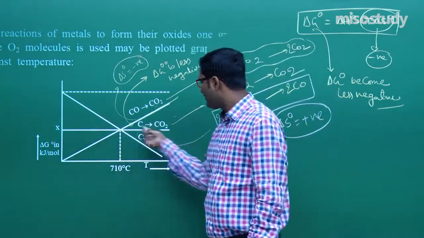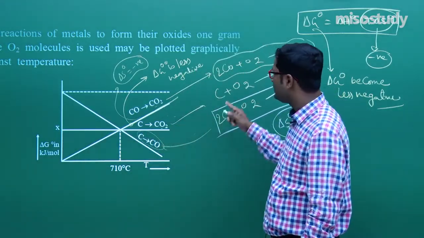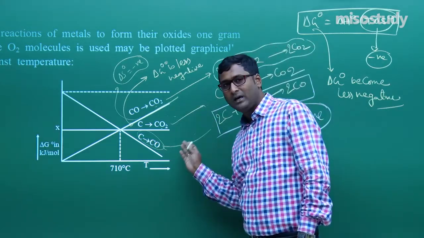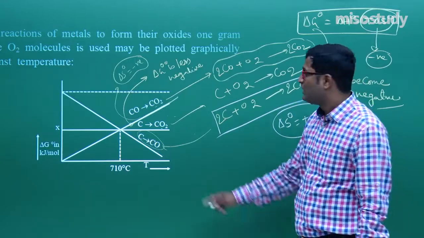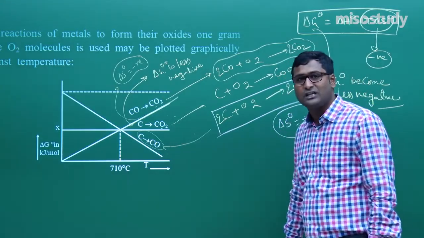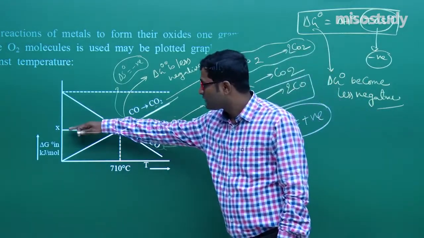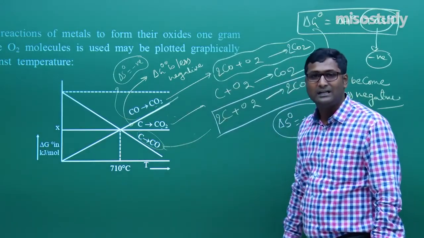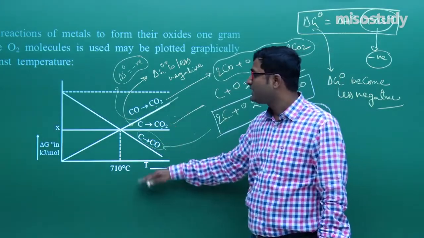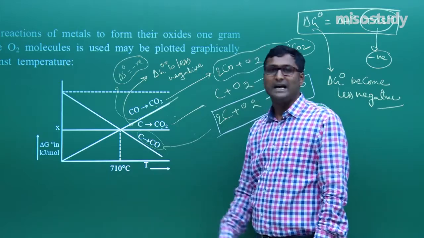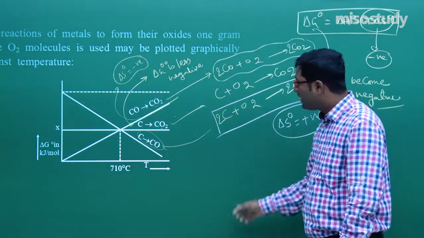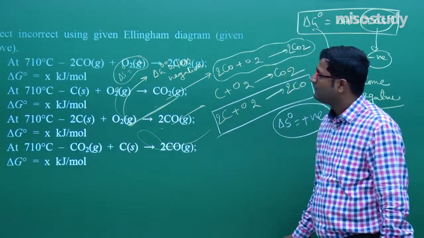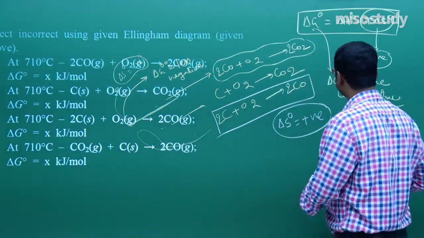But in the case of this reaction, C plus O2 gives CO2, there is no increment or decrement in delta S with temperature. So in this case there is no change in delta G. So the slope is parallel to the T-axis. Clear to you? Now this is the complete explanation. Now read the options here. Wait for a moment.